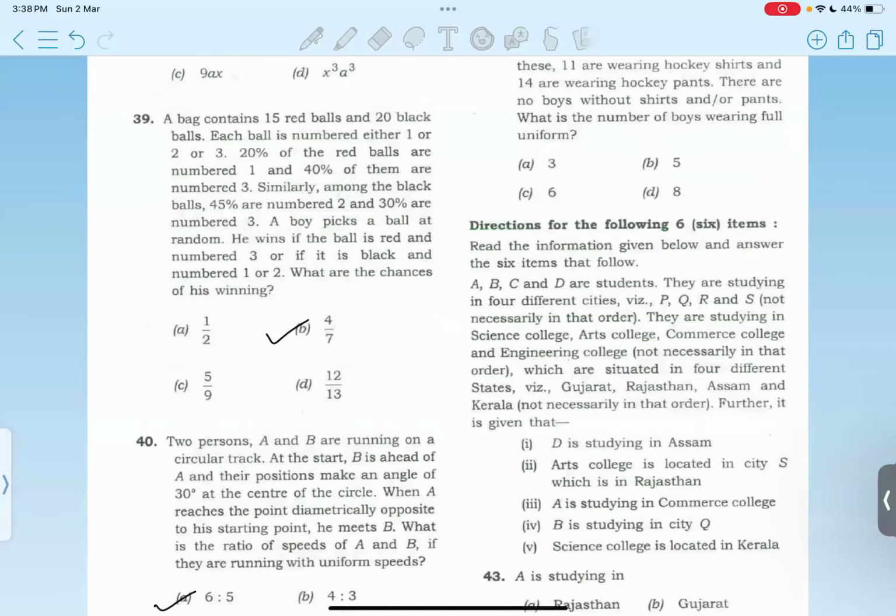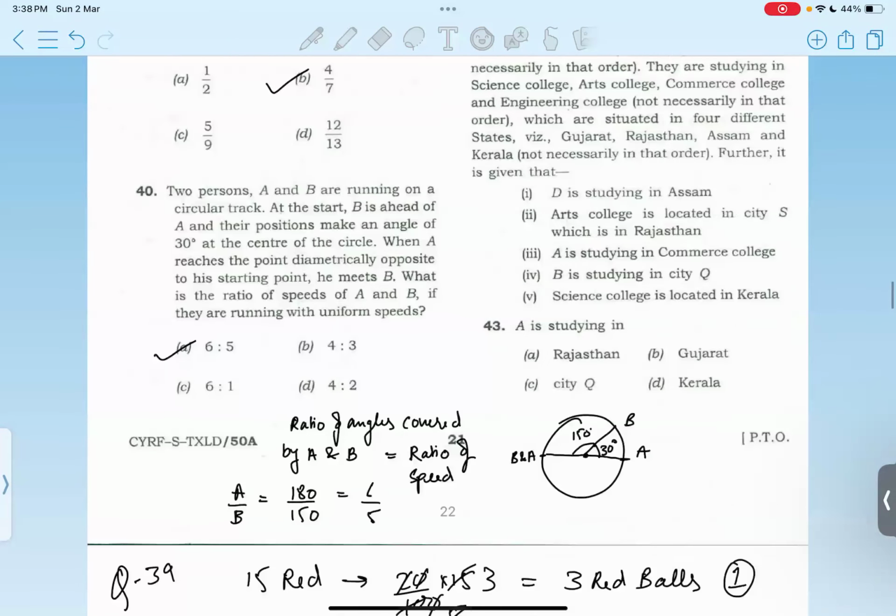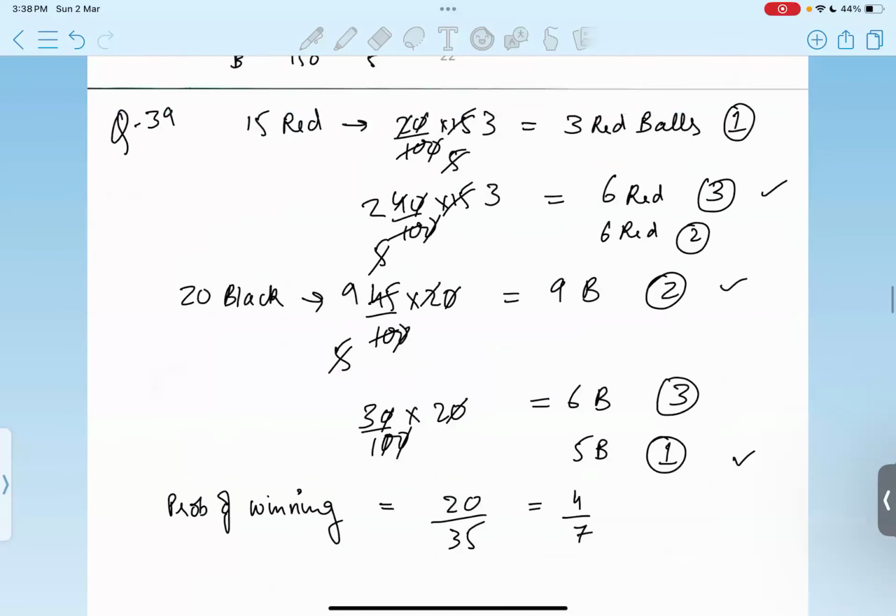39th. Now we are given a few balls, 15 red balls are given, 20 black balls are there, and each ball is numbered 1, 2 or 3, one of these numbers is assigned to every ball. So 20% of the red balls are numbered 1, 40% are numbered 3. Similarly for black balls you will calculate, so we have written this down.